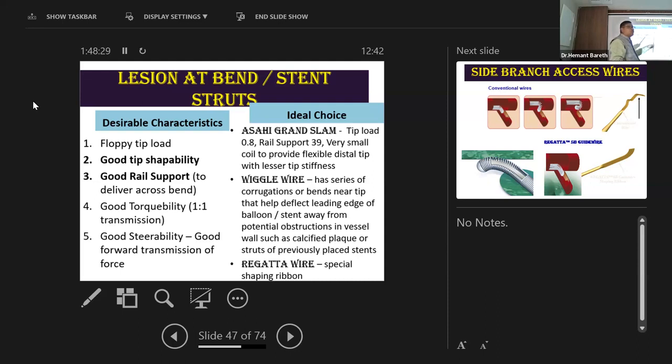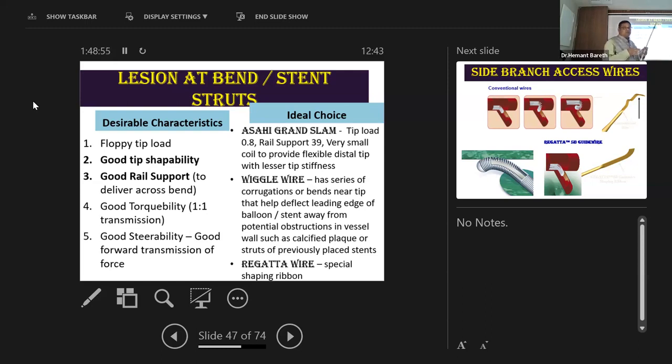Another wire that is useful for stent branch is something called a Wiggle wire. And I don't know if anybody has heard of this name, because this is not very widely available. We had this wire at NIMS. So this wire has actually, I will show you this wire, has a series of coordinated bends. The wire itself has got these bends. So that is the thing.